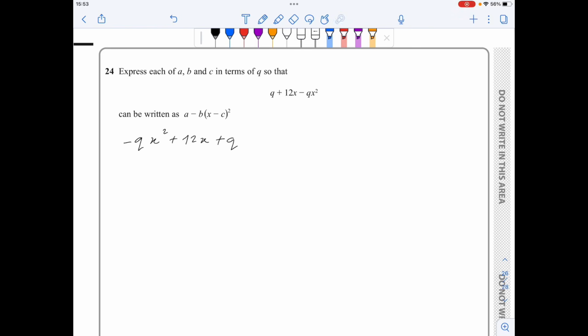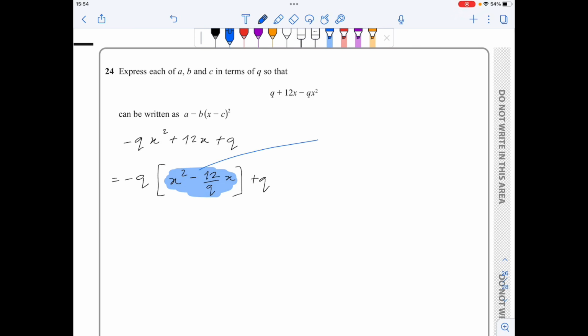Now I'll take a factor of minus q from the first two terms. So minus q square bracket x squared minus 12 over q x, and then plus q outside the bracket. Note, because I've taken a minus q outside the bracket, the plus here turned into a minus. Expand to confirm.